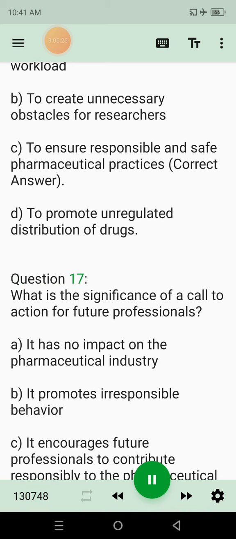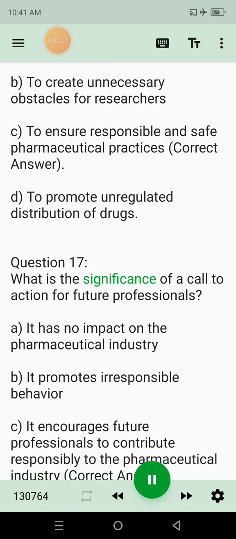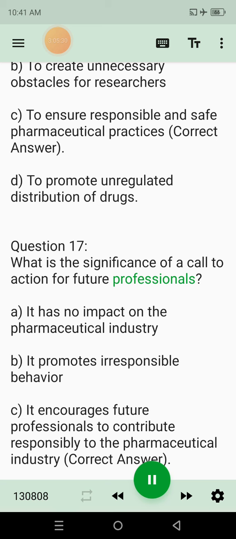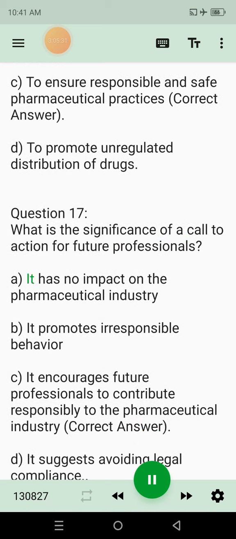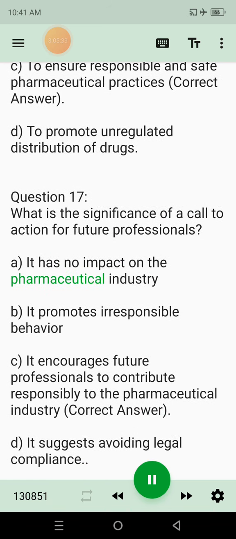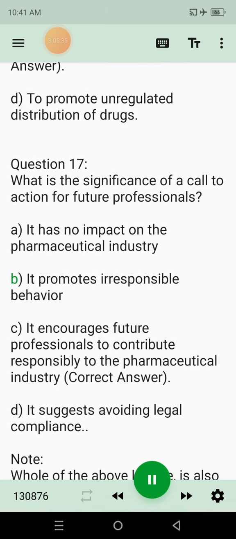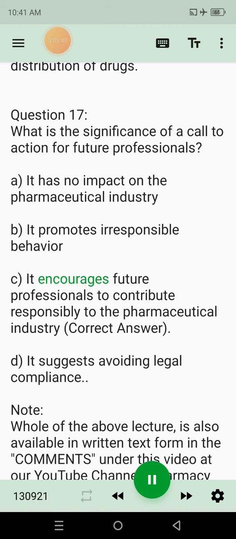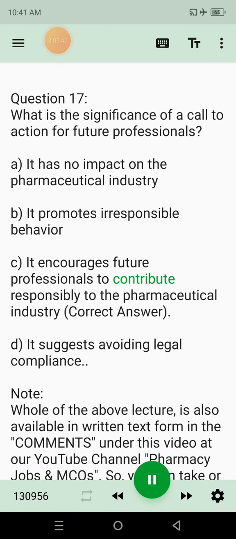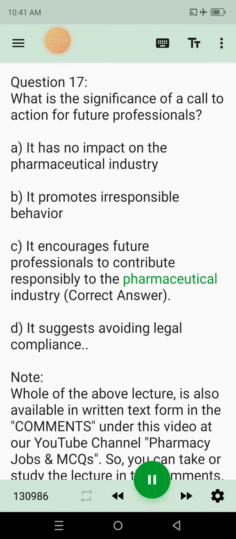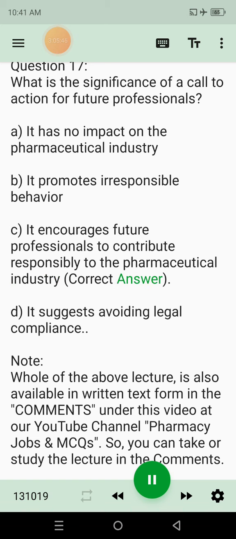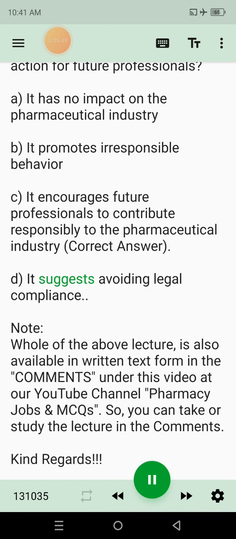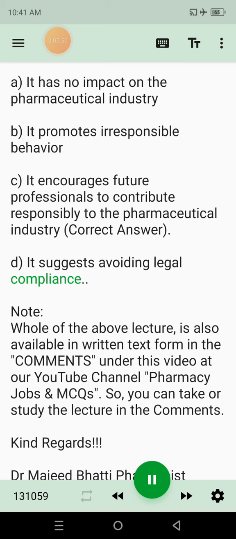Question 17. What is the significance of a call to action for future professionals? A. It has no impact on the pharmaceutical industry. B. It promotes irresponsible behavior. C. It encourages future professionals to contribute responsibly to the pharmaceutical industry. Correct answer. D. It suggests avoiding legal compliance.